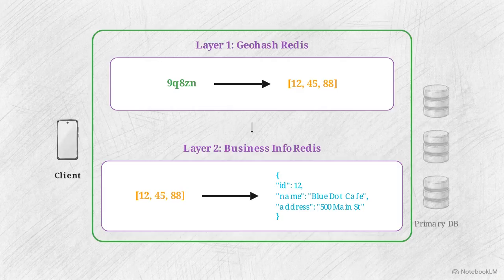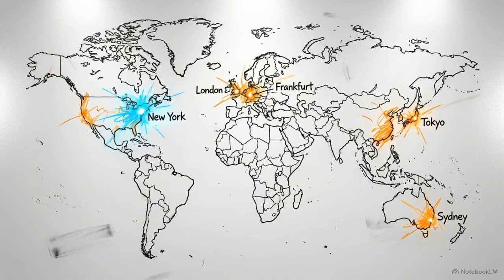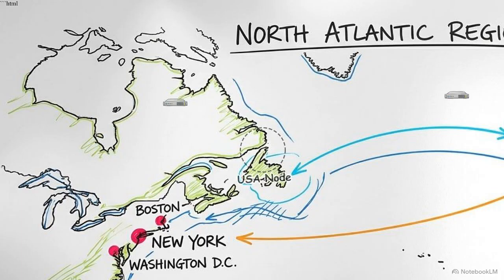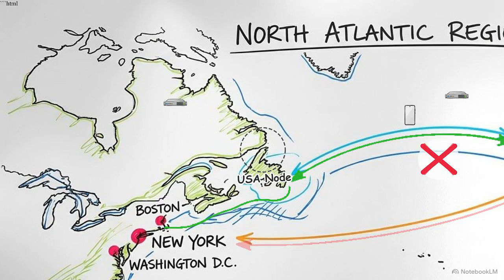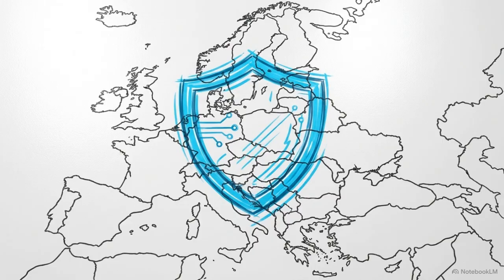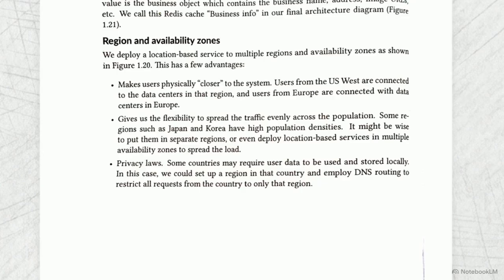To serve a global user base, these stateless location-based servers and their connected read replicas must be deployed across multiple geographic availability zones, physically positioning the computing power as close to the end user as possible. This regional isolation provides a critical secondary benefit. By ensuring European users connect strictly to European data centers, the architecture natively complies with local data privacy laws like GDPR and CCPA.